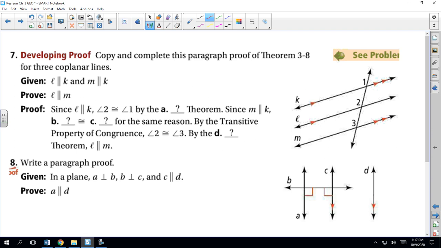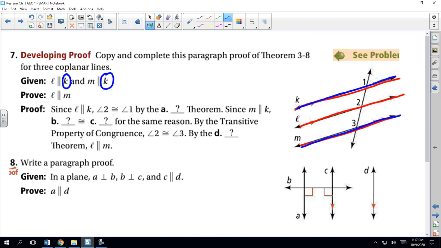But this is kind of the idea of the transitive property of parallel lines. We're given that line L right here is parallel to line K right here. We're also told that line M right here, let's do a different color, M is parallel to line K as well. And so if both M and L are parallel to the same line K, then L and M must be parallel to each other. That's the big idea. Okay, that's what theorem 3.8 says. So we're going to prove that theorem, not use it directly, but prove why it works.